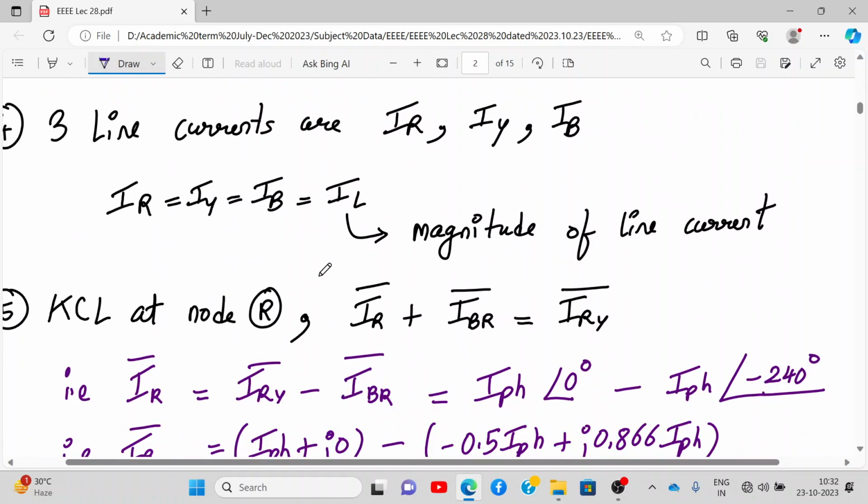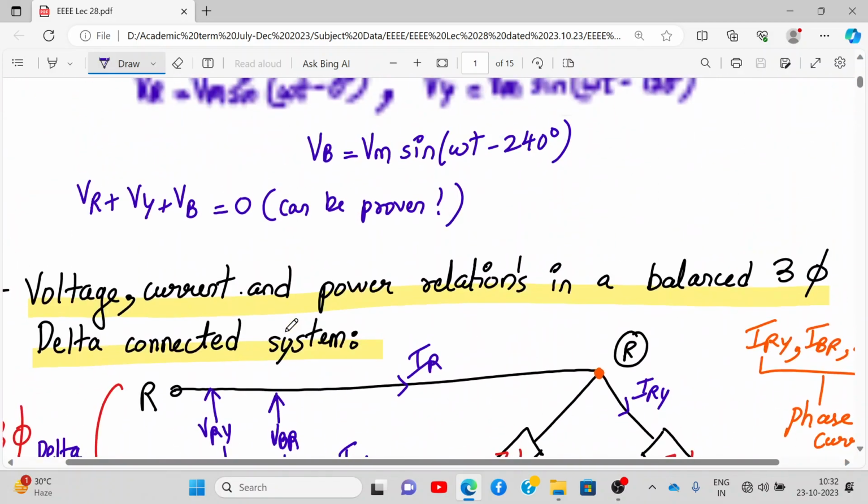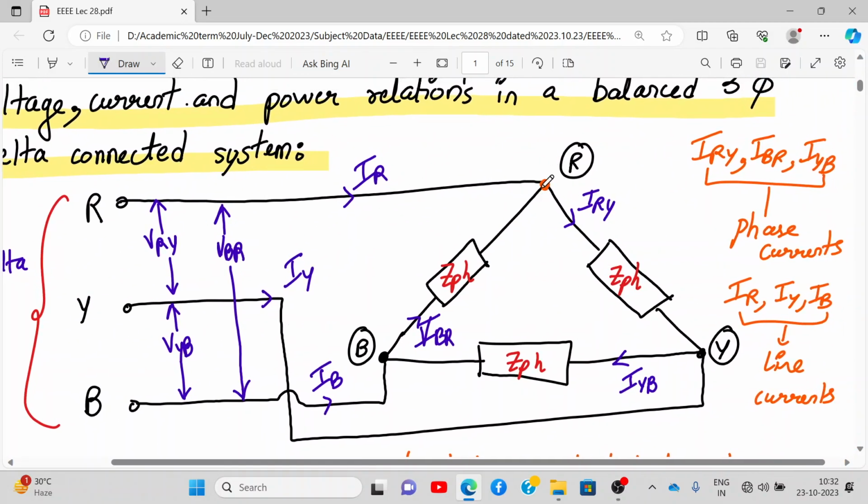Okay. So if I apply KCL at node R, what will I get? This is my node R. There are two incoming currents, IR plus IBR, and I have one outgoing current, IRY. Alright. So what is IRY given by? IR plus IBR. Are you understanding?